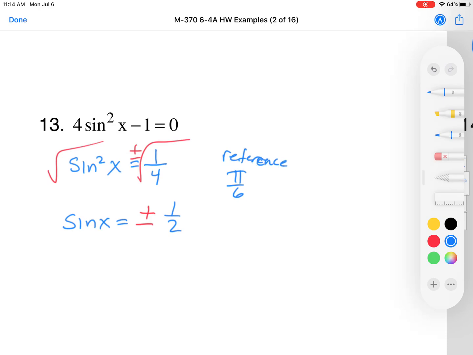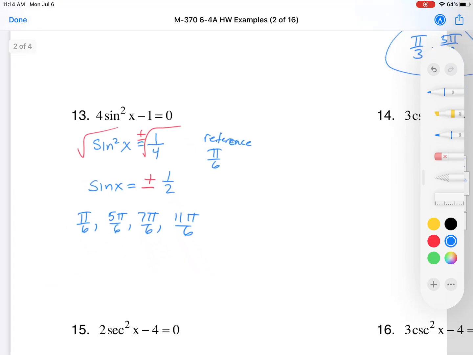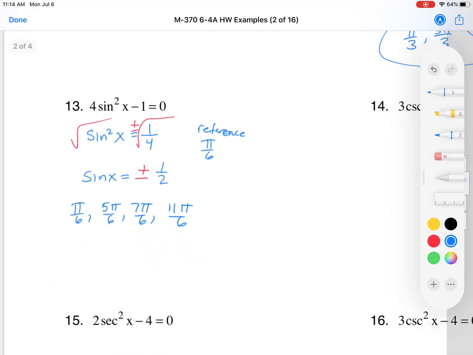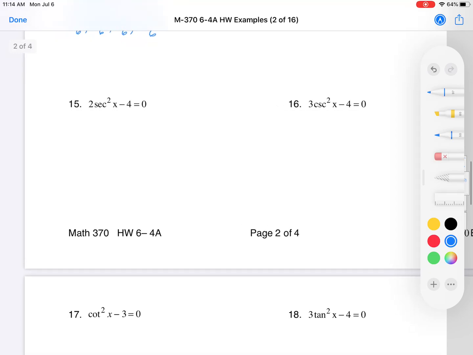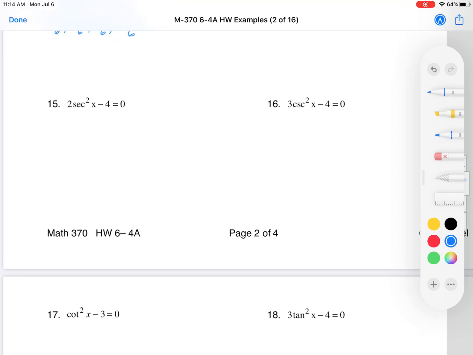Well, you need a pi over 6 reference angle in every quadrant. So you're going to have pi over 6. The next quadrant is going to be 5 pi over 6. Then 7 pi over 6. And then 11 pi over 6. You have one in every quadrant because you could be positive or negative. So remember that on the exam. If you have a squared involved, you typically get 4 solutions. Certainly double what you would get. You get both the positives and the negatives. And you can see that this continues for a while.